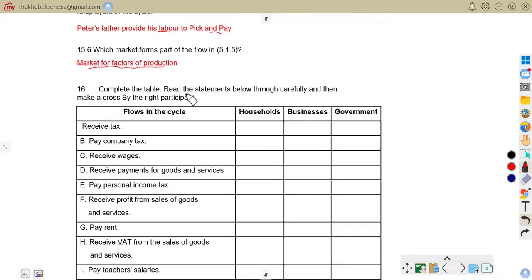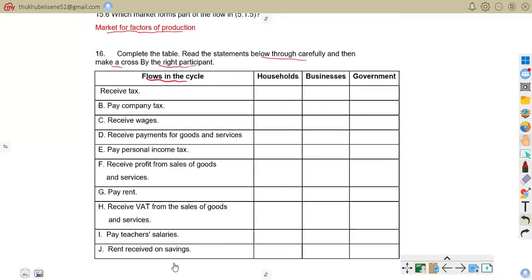Question 16 says complete the table. Read the statements below carefully and make a cross by the right participants. So this is where we are now. We have a flow in the cycle: receive tax, pay company tax, receive wages, receive payment for goods, pay personal income tax, receive profit from sales of goods, pay rent, receive value added tax from sales of goods and services, pay teachers' salaries, as well as receive rent on savings.